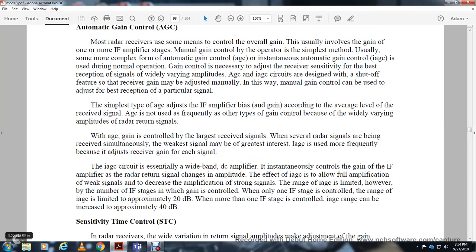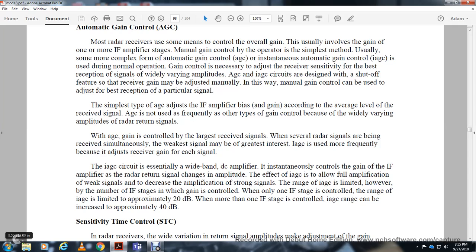The simplest automatic gain control adjusts the intermediate frequency amplifier gain according to the average level of the received signal. This is not used as frequently as other types of gain control because of the widely varying amplitude of radar return signals. With this type, the gain is controlled by the largest received signal. When several radar signals are received simultaneously, a weak signal may be of greater interest.